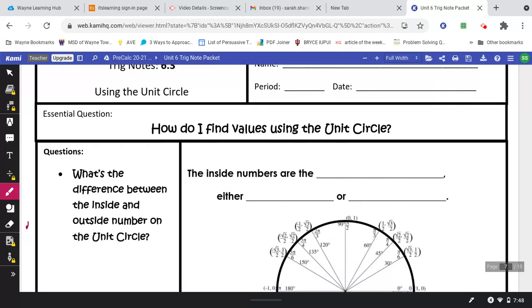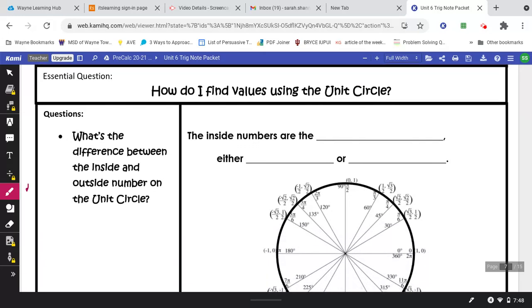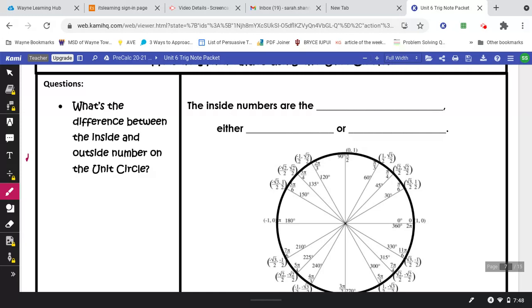So what's the difference between the inside numbers and the outside numbers on your unit circle? We talked about this when we filled it in, but the inside numbers are the angles. And you either have degrees, like this 30 degrees, or you have this pi over 6 value, which would be your radians. And those are just two different ways that we measure angles, degrees and radians, and those are the two inside numbers.